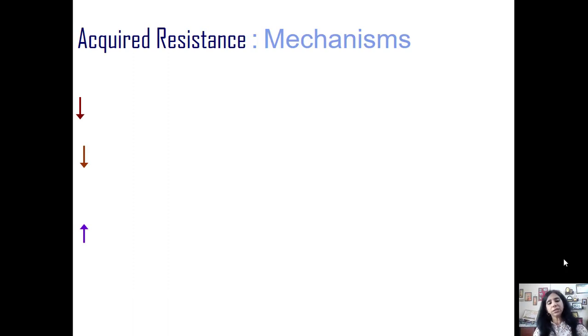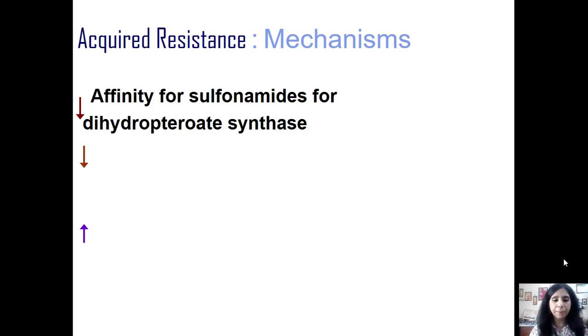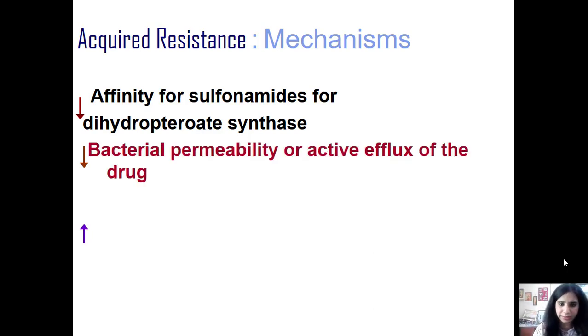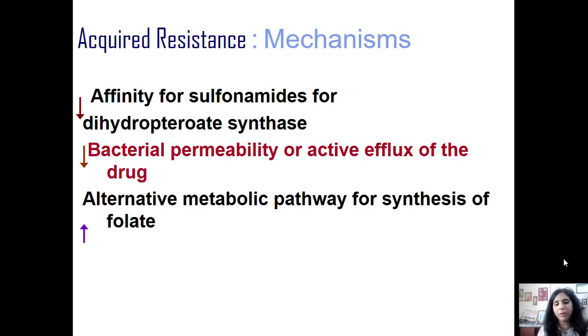Sulfonamide resistance is also very commonly seen, and it is because of decreased affinity of sulfonamides for the enzyme dihydropteroate synthetase. That means the target gets altered. There is less bacterial permeability of the drug inside the cell or active efflux of the drug outside the cell. So that could be one of the reasons. And this is the most important thing: the bacteria which have become resistant to the sulfonamides have developed alternative metabolic pathways for synthesis of folate. That means they might have been taking the folic acid, as humans do, from the diet. So herein the sulfonamides would be rendered ineffective.